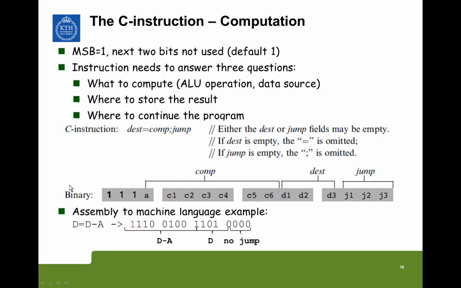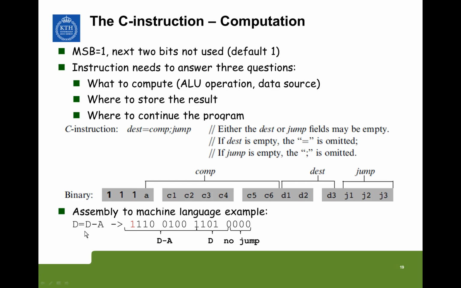So, in detail, the binary instruction will look like this. It starts with the 1, and then the next 2 bits are not used. The A bit and the C bits define what to compute. The D bits define what the destination will be, and the J bits define whether to jump or not.